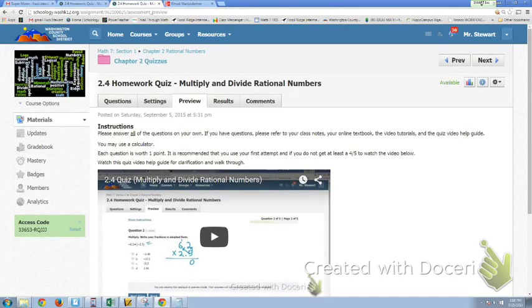Okay, here we go. This is the last quiz of Chapter 2, which is also the last quiz of Unit 1. Unit 1 covered both Chapter 1 and 2, which was the number system.